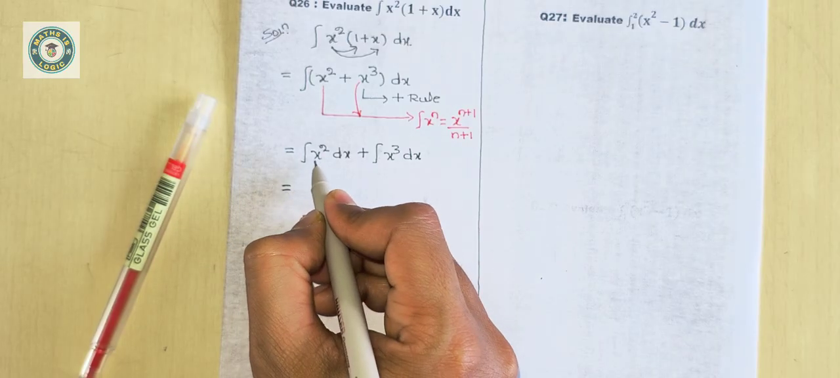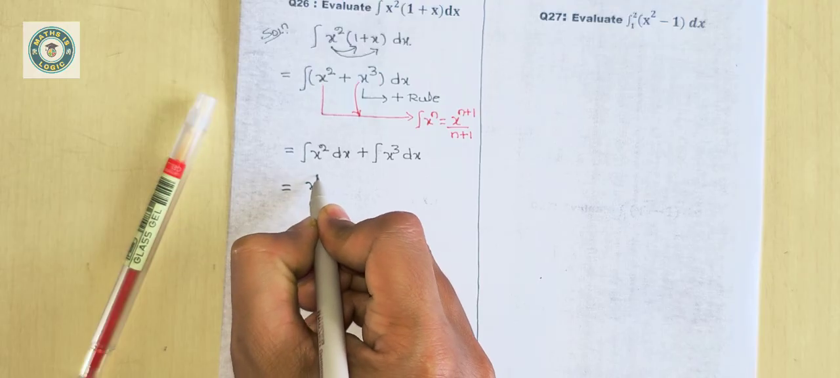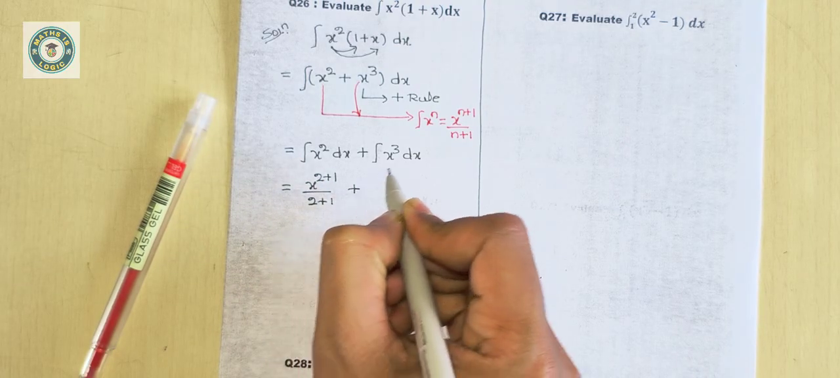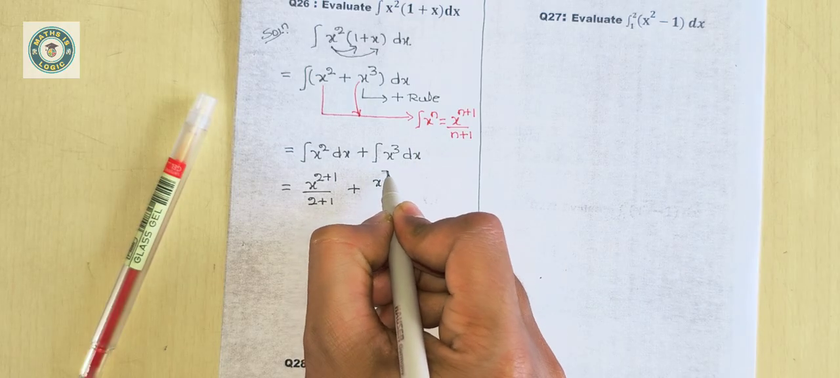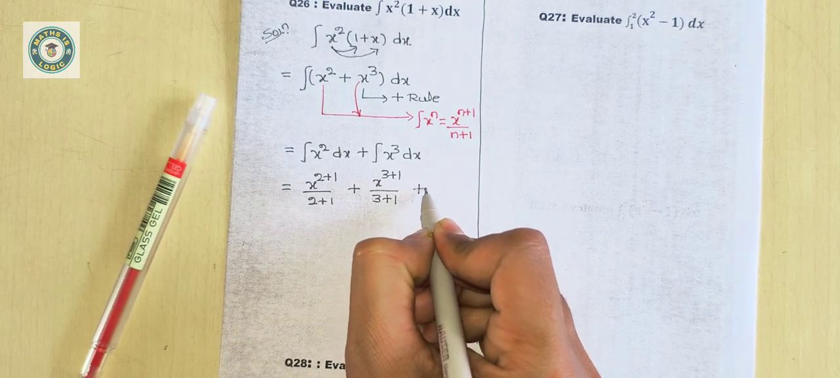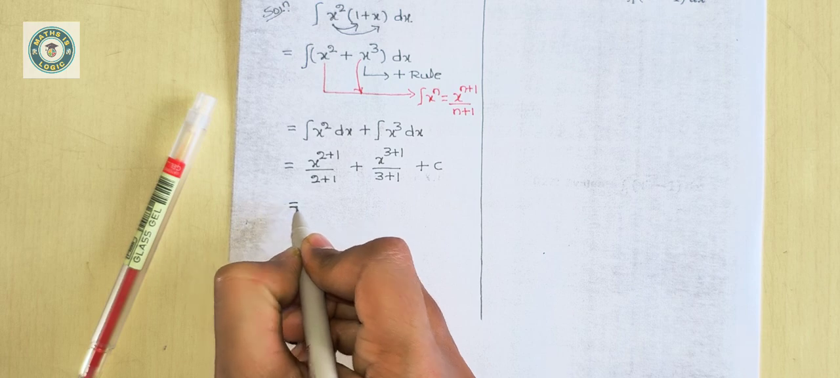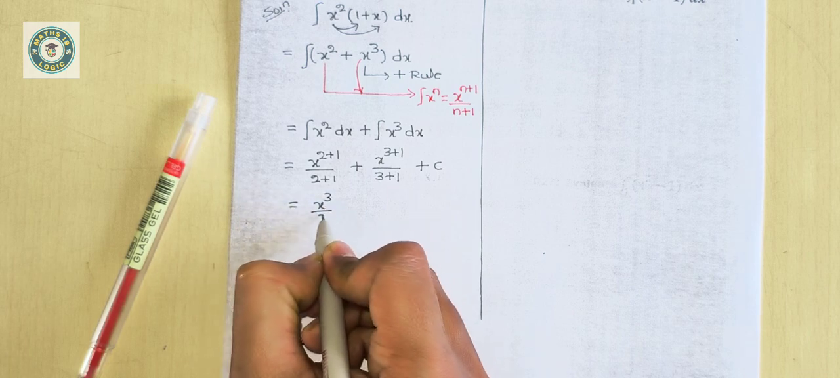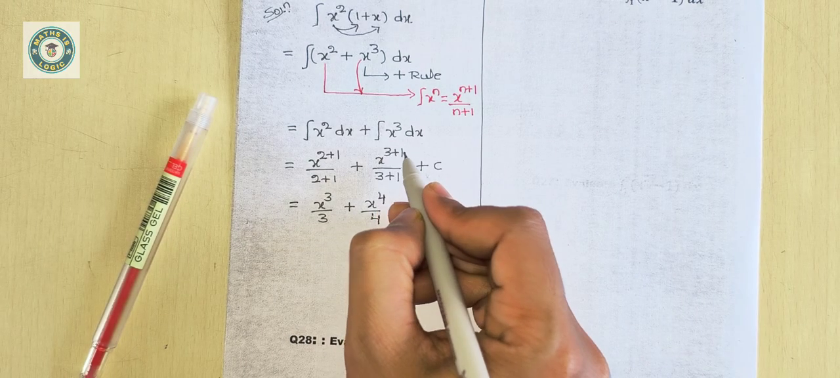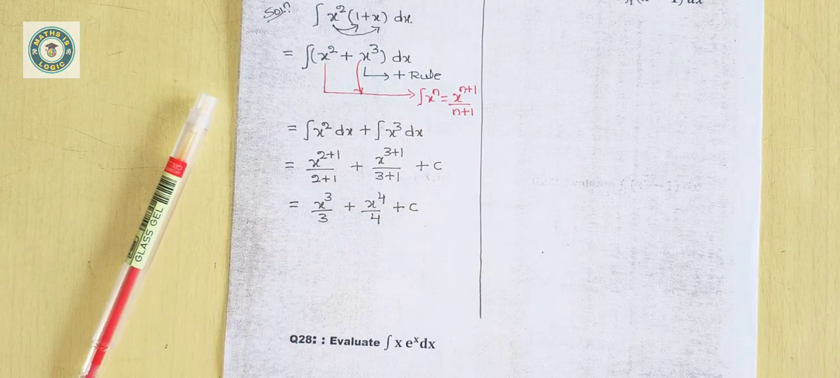Now apply the formula. x square looks like x power n, therefore this becomes x raised to 2 plus 1 divided by 2 plus 1, plus x cube becomes x to the power 3 plus 1 divided by 3 plus 1. Then after doing the integration, commonly you write here plus c. Therefore the final answer is x to the power 3 divided by 3 plus x to the power 4 divided by 4. 2 plus 1 is 3, 3 plus 1 is 4, then plus c.